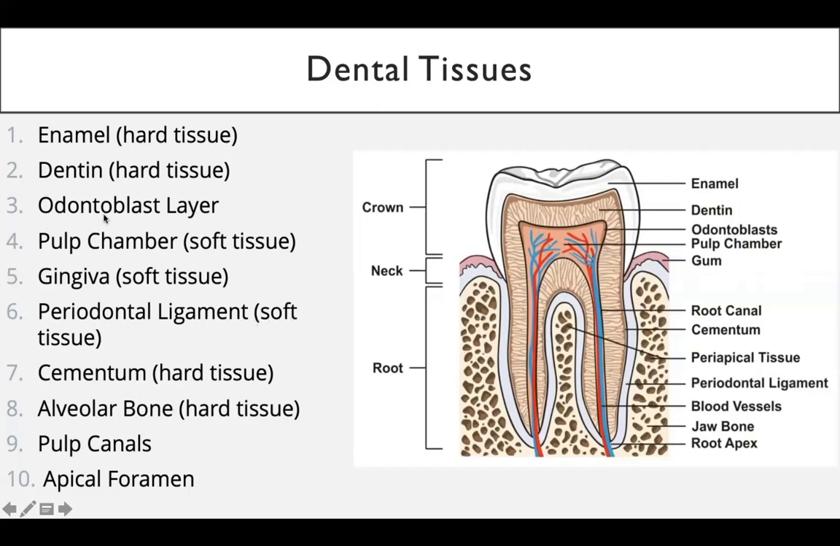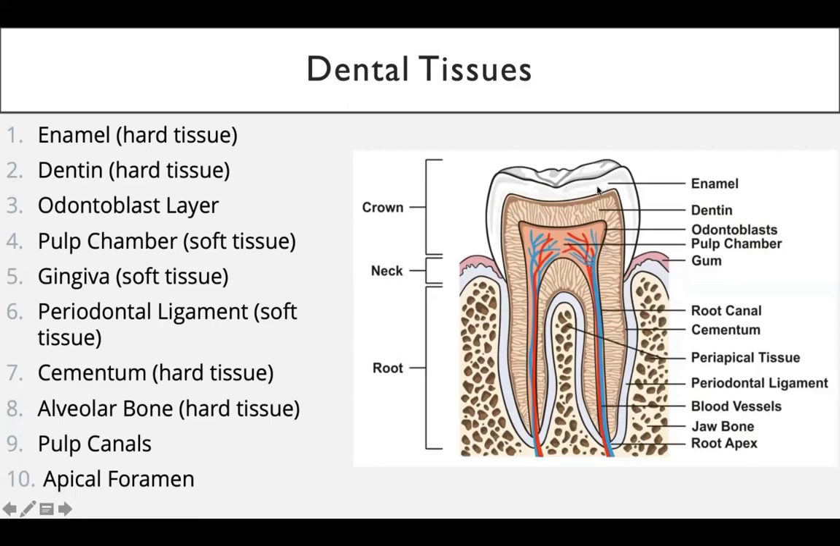Other than that, we have the odontoblast layer of cells, and a pulp canal. So what is pulp? This is the whole pulp, the pinkish one with arteries and veins, this is the pulp chamber, and these are the canals, also known as root canals. And then the alveolar bone, this is the bone, and the pulp canal and apical foramen. So this is periapical tissue.